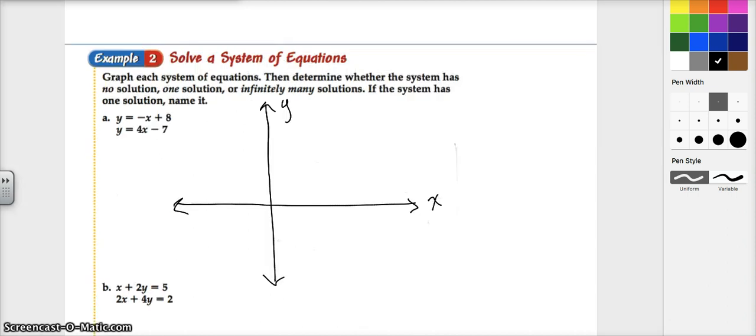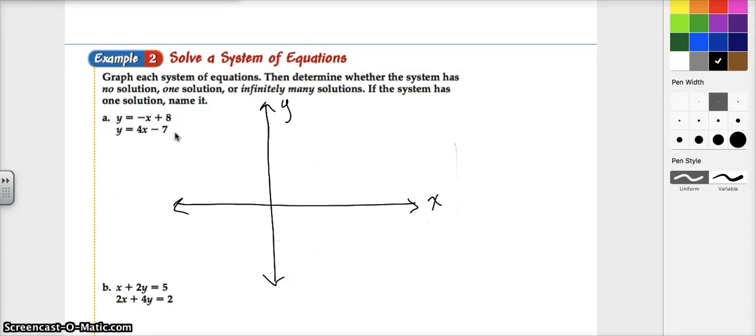So here we are with example 2, and I'm going to solve this system of equations by graphing. We're going to graph each system of equations, then we're going to determine whether the system has no solutions, one solution, or infinitely many. If the system has one solution, we're going to name it. All right, so let's go ahead.